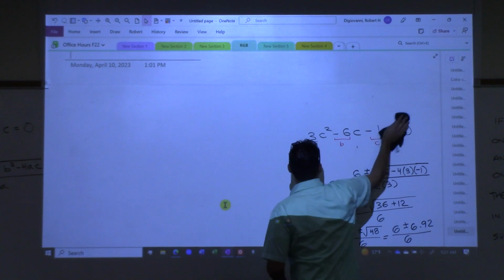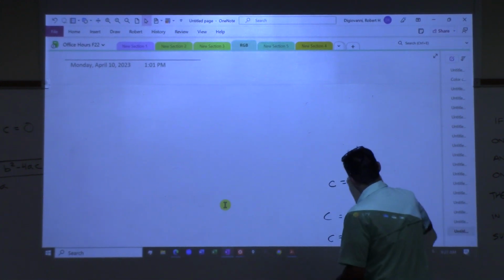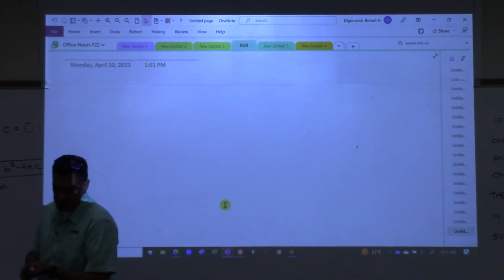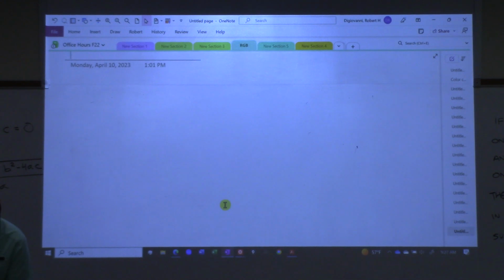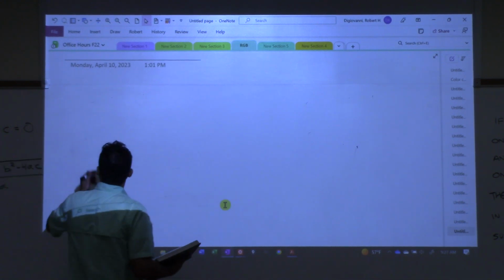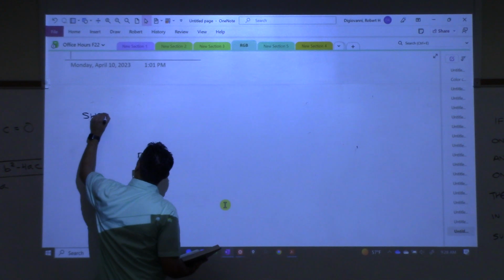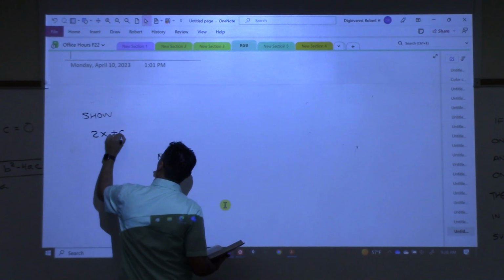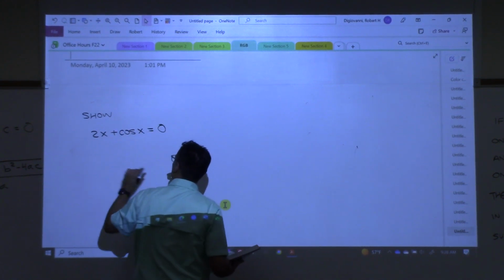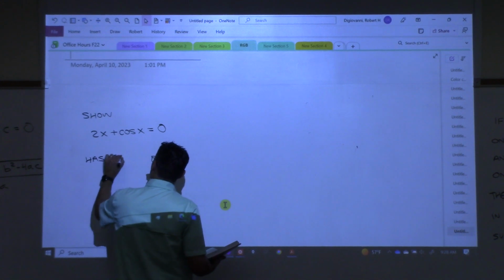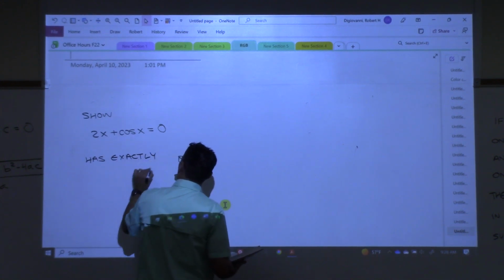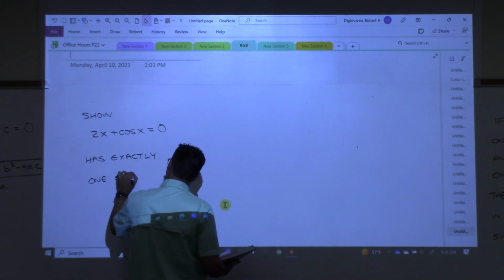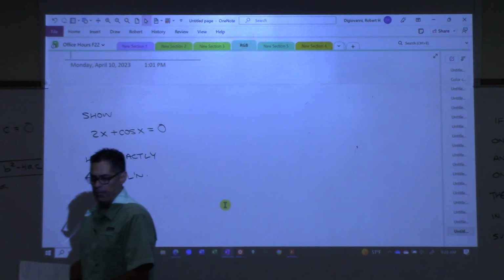And this is kind of leading us into the next section. So there's a problem in the book that I'm not going to assign, okay? And it says this. It says, show that this equation, 2x plus cosine x equals 0, has exactly one solution, period. That's it.